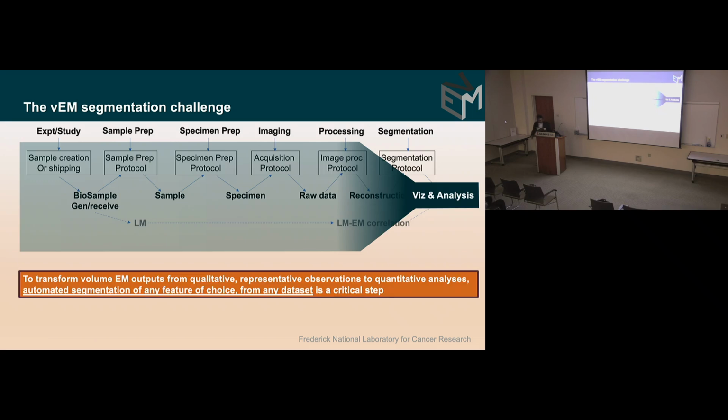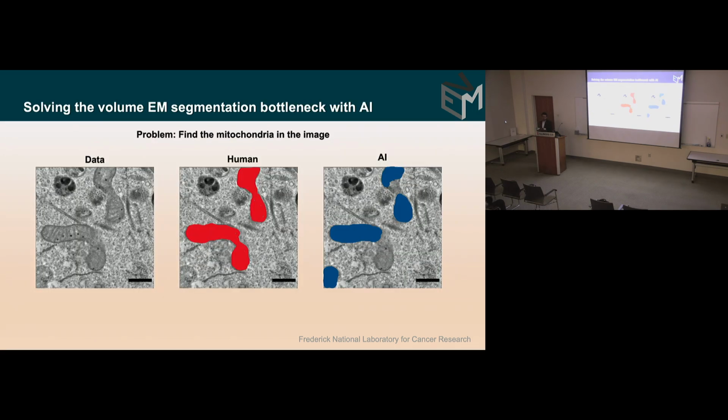So how do we attack this, right? The only way, and I go back to the philosophy of our lab, right? We want to do efficient quantitative analyses. To transform volume electron microscopy, which is right now still qualitative, still representative observations, right? You get these images, you have asterisks and stars and arrowheads. To transform volume EM from qualitative representative observations to quantitative analyses, the only way to do that is automated segmentation of any feature of choice from any data set. And this is where AI comes in, right?